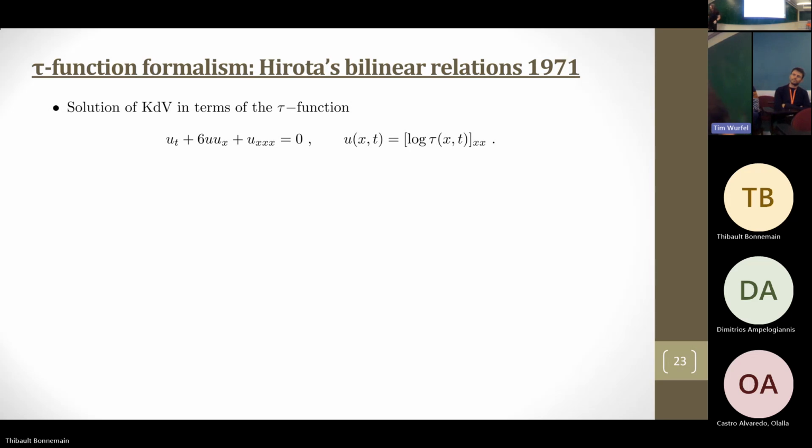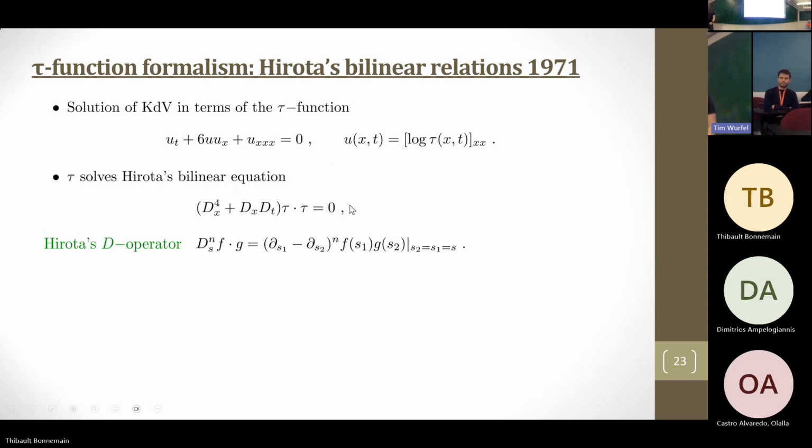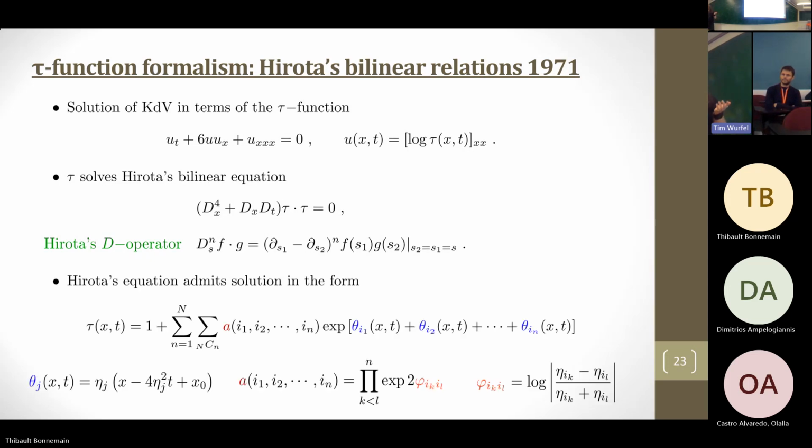It was introduced in '71, and basically it's a change of variable to solve KdV, where the wave field is just the second derivative of the log of the tau function. If you input this tau function in KdV, you end up with what's known as Hirota's bilinear equation, which is given in terms of the so-called Hirota's D operator. It looks a bit complicated, but in his first paper he proposed a solution to this equation in this form.